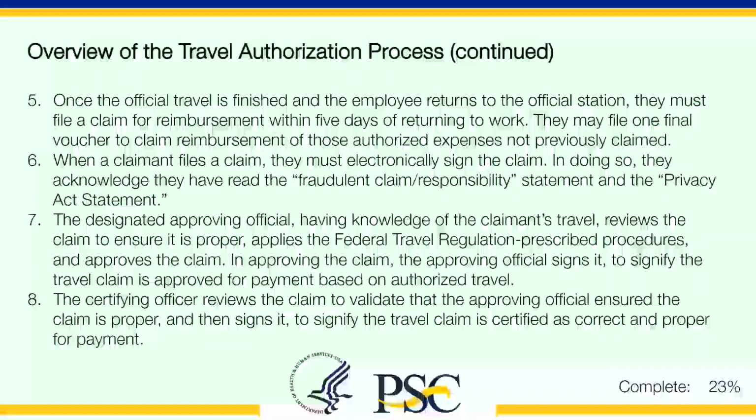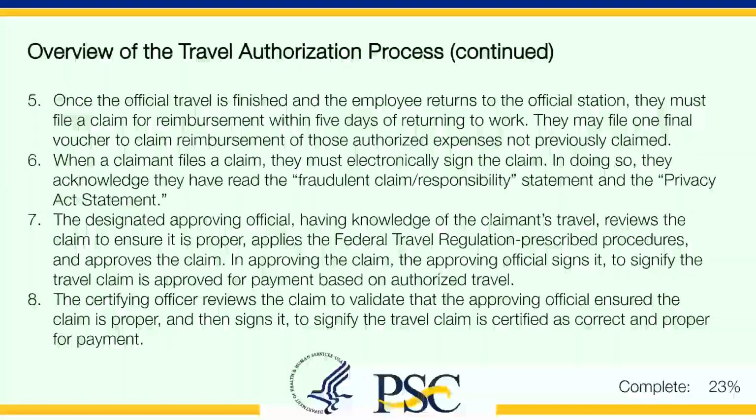Step 5. Once the official travel is finished, and the employee returns to the official station, they must file a claim for reimbursement within 5 days of returning to work. They may file one final voucher to claim reimbursement of those authorized expenses not previously claimed. Step 6. When a claimant files a claim, they must electronically sign the claim. In doing so, they acknowledge they have read the fraudulent claim responsibility statement and the Privacy Act statement.